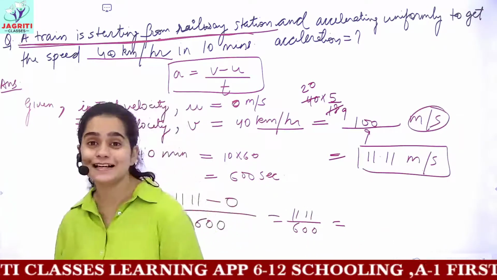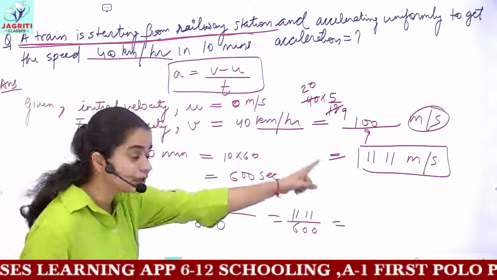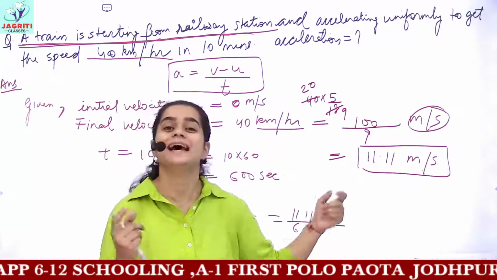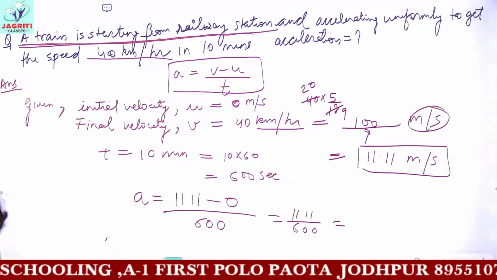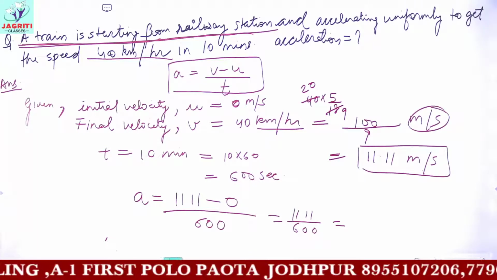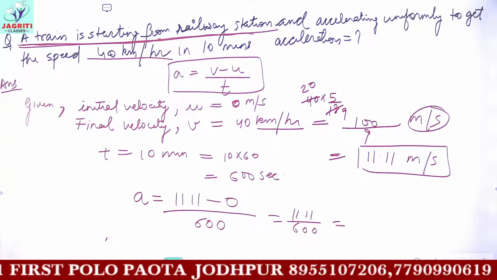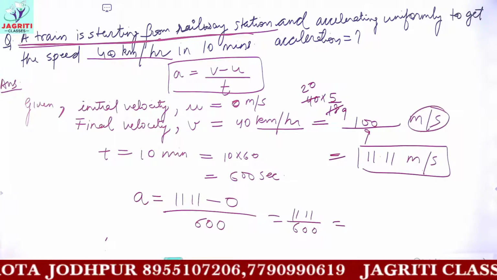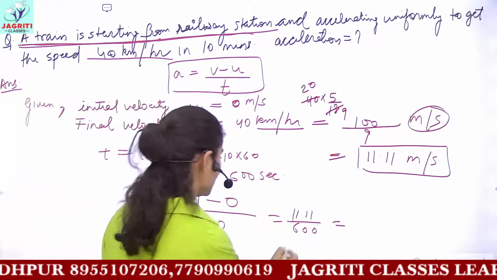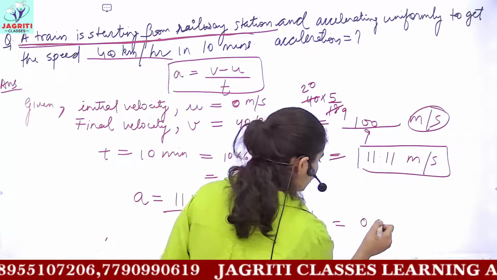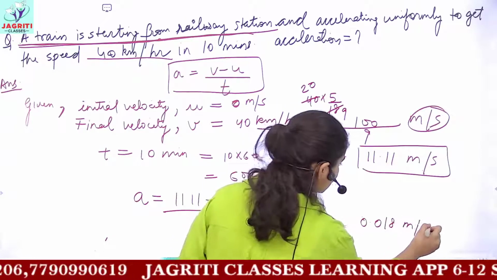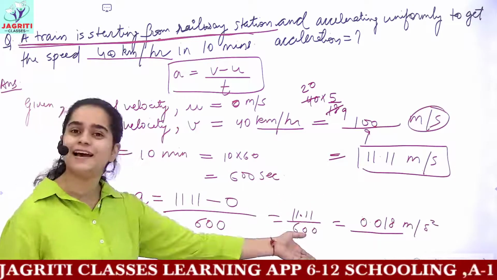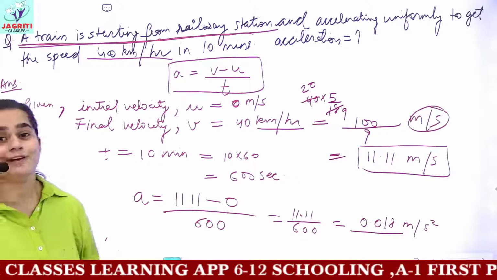And the unit for acceleration, because we have already converted all the terms into SI unit, so at last for acceleration also you will use the SI unit. And what is the SI unit for acceleration? Correct, the SI unit for acceleration is meter per second square, and the approximate answer which would come would be 0.018 meter per second square. This is the approximate answer for this value. You can easily find it, I think. So these were the concepts of acceleration.